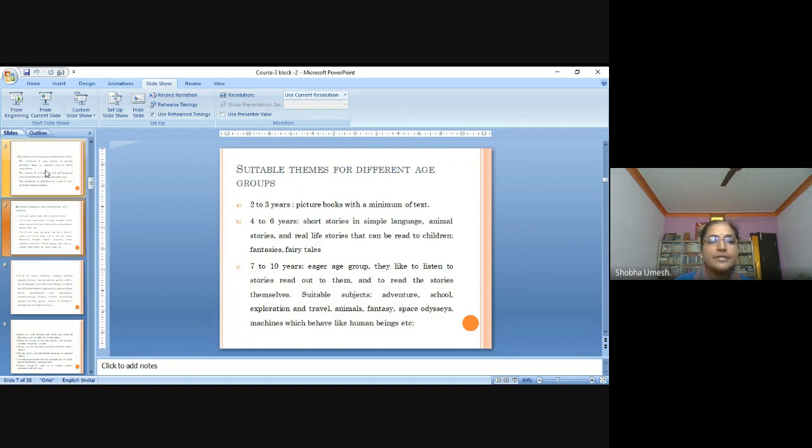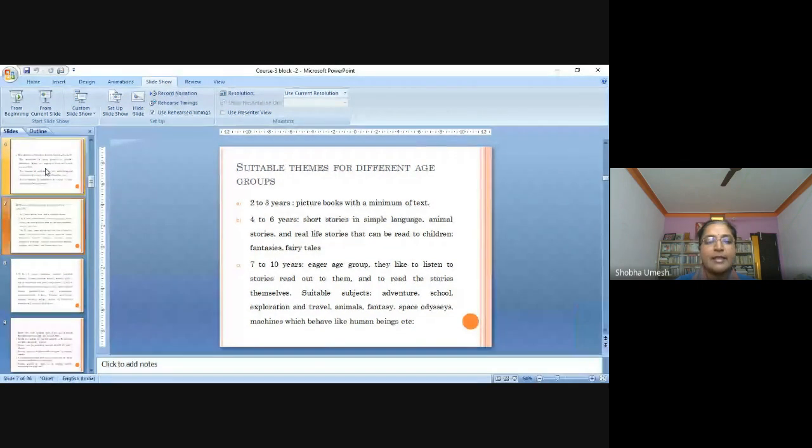For example, children of 2 to 3 years love to view picture books with the minimum of text. Even rhymes attract kids of this age. They prefer colorful pictures with minimum text. When we move on to the next age group, 4 to 6 years, they prefer to listen to short stories in very simple language, and also animal stories and real life stories that can be read to children, fantasies, fairy tales, folk tales.